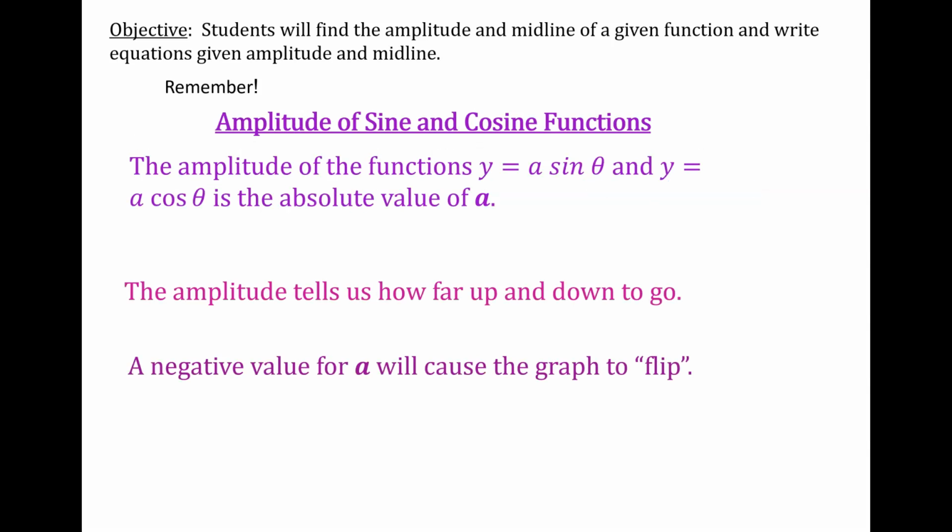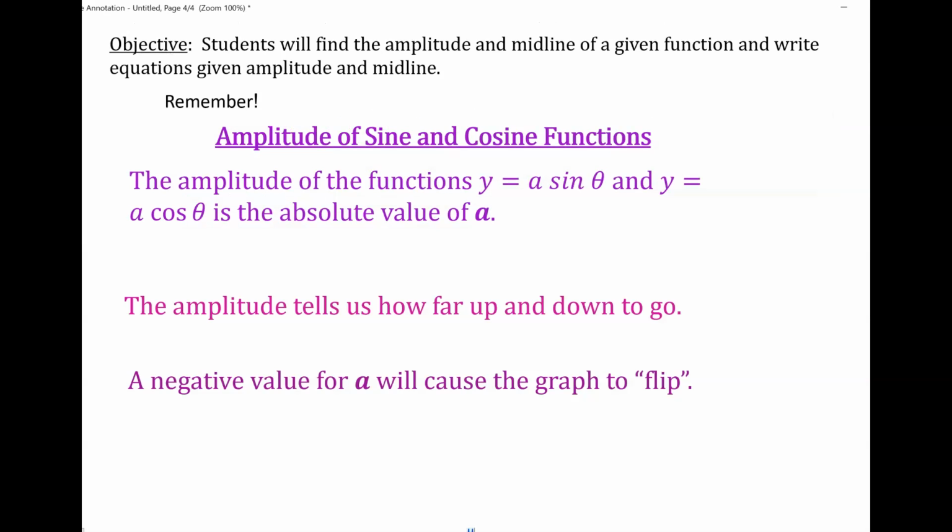Alright, so remember again, the amplitude of sine and cosine functions. The amplitude of the functions y equals a sine theta and y equals a cosine theta is the absolute value of a. So it's always this in the front, and it's always the absolute value of a. And the amplitude tells us how far up and down to go. So if it's 7, that tells you from the midline.